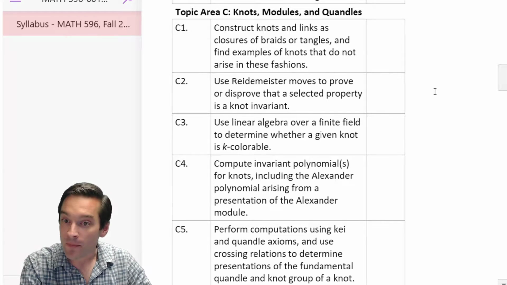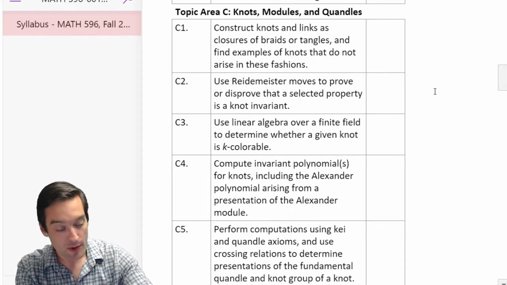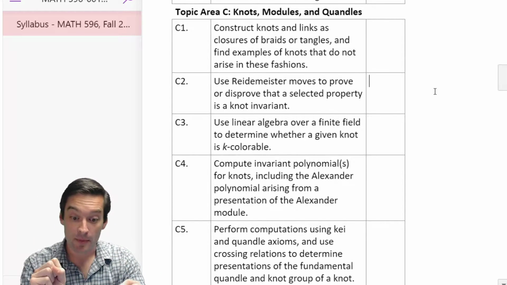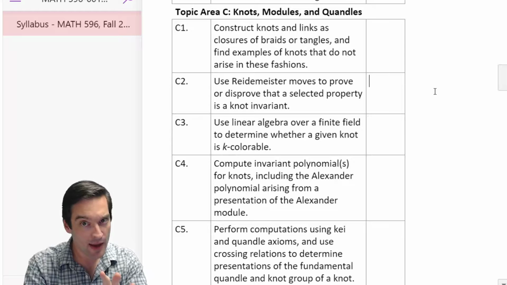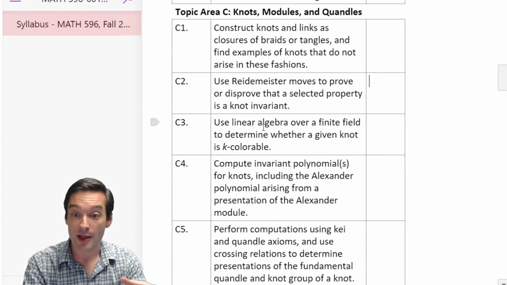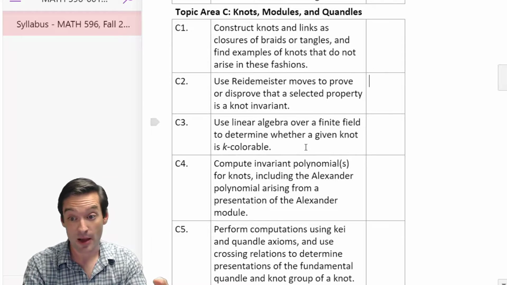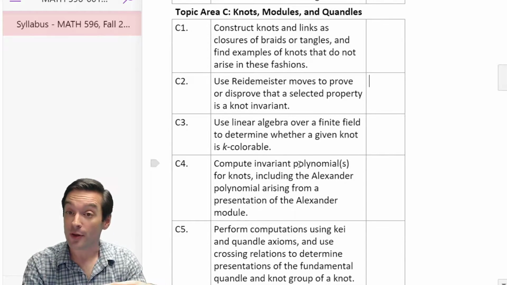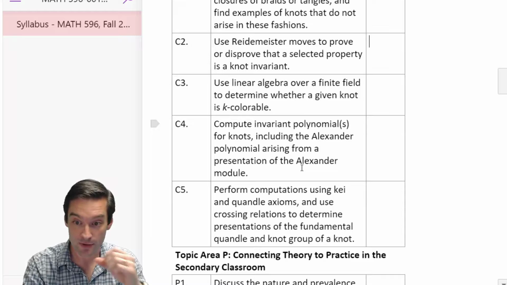This is also the area where we're going to get a chance to taste some algebra that's a little bit beyond the K-12 realm, but also might be familiar. So we're going to use linear algebra in some places to answer questions about knots. We'll see some polynomials showing up here that are invariants for knots.